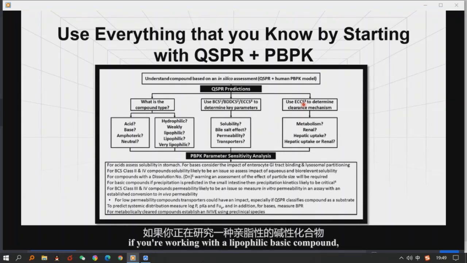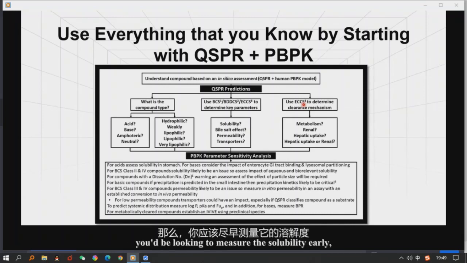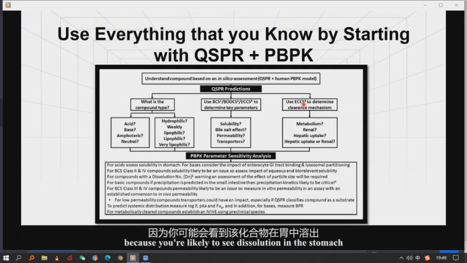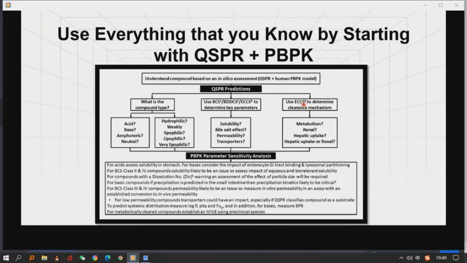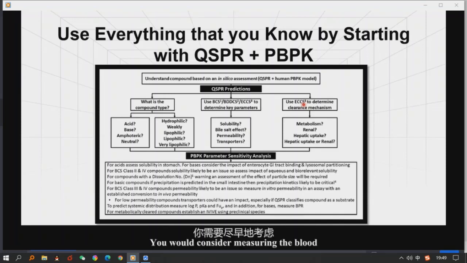And when you've carried out this assessment, you then have an understanding of the compound. So for example, if you're working with a lipophilic basic compound, which has poor solubility, you'd be looking to measure the solubility early because you're likely to see dissolution in the stomach and then precipitation as the compound moves into the duodenum. So you need to understand the solubility. And for the systemic distribution of a lipophilic basic compound, you would consider measuring the blood to plasma ratio earlier on, because that is likely to be a sensitive, a critical input into the KP equations, which describe the partitioning of the compound in the tissue.